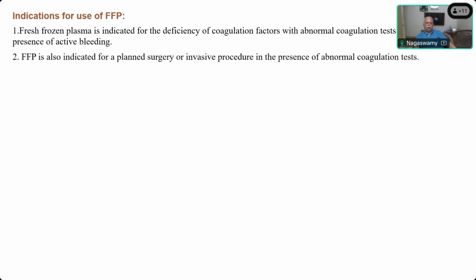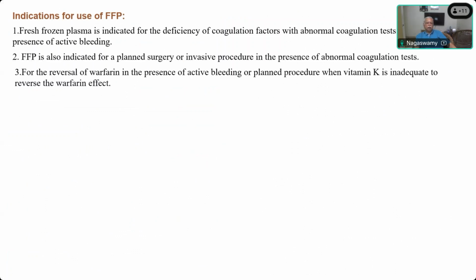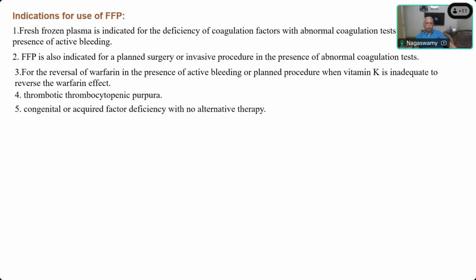And FFP is also indicated for planned surgery or invasive procedure in the presence of abnormal coagulation, and for the reversal of warfarin in the presence of active bleeding. For example, a patient who is on warfarin, if you want to take him up for an emergency, there is no time to stop the drug and then to take up the patient. You should always have FFP ready. Or for a planned procedure where vitamin K reversal is not adequately working, or in thrombotic thrombocytopenic purpura and congenital or acquired factor deficiency with no alternative therapy, and trauma patient requiring massive transfusion.